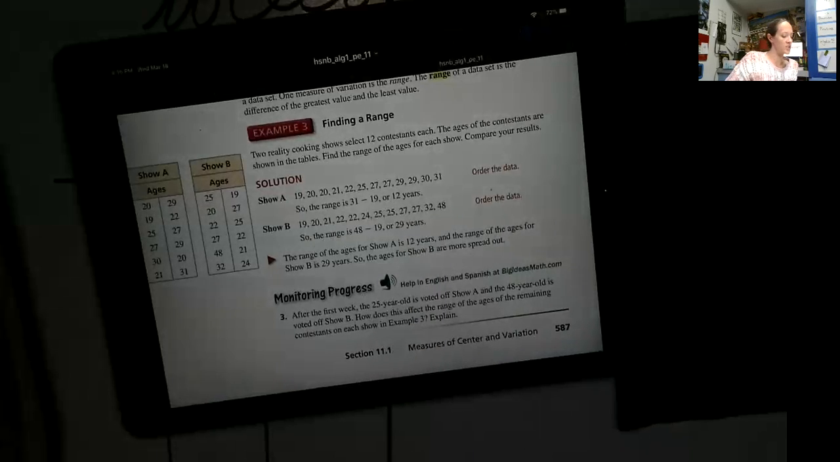Second show, the range is 29 years. What does that tell us about the show? Well, maybe the first one is made for younger people, whereas the other one is made for older people. That might be as simple as the explanation goes. It might be a bit more complicated, but the range is just the highest minus the lowest.